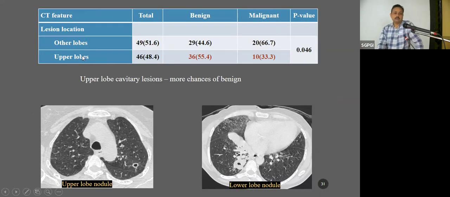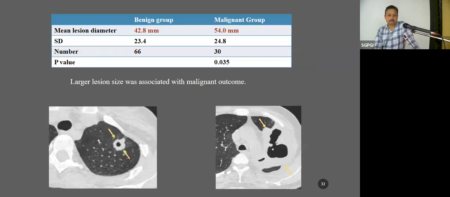And if we see the lobe-wise final diagnosis, then the upper lobe lesions had more chances of being benign, while other lobes had both benign and malignant. So probably this finding is due to the high incidence of tuberculosis in our country, as tubercular lesions have a predilection for upper lobes, and we had a lot of tuberculosis in our series. That is why the majority of our upper lobe lesions were infective or benign.